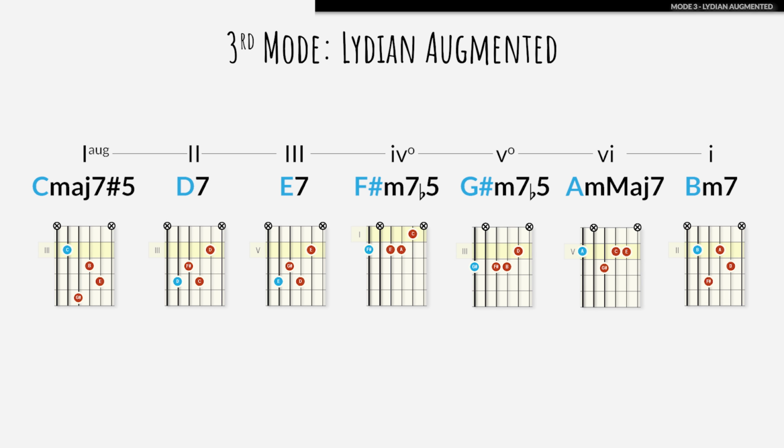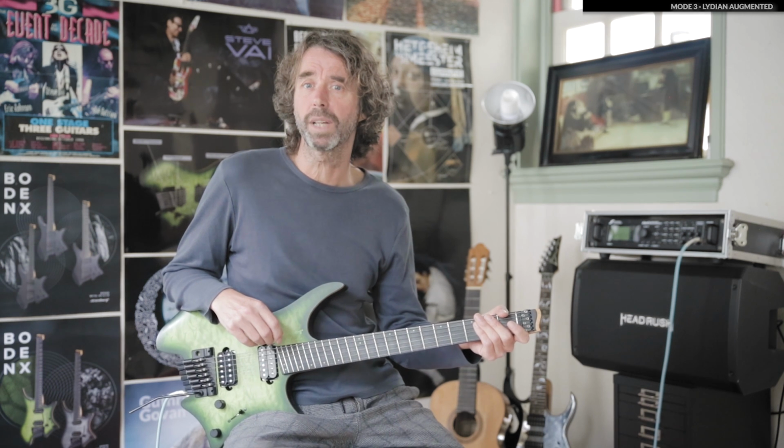Now the chords that appear in this scale are a spicy major 7 sharp 5 chord on the 1st degree, a dominant 7 chord on the 2nd and 3rd degree, a minor 7 flat 5 chord on the 4th and 5th degree, a minor major 7 chord on the 6th degree, and a minor 7 chord on the 7th degree. The scale is used over augmented 7 chords and major 7 sharp 5 chords, and it sounds like this.